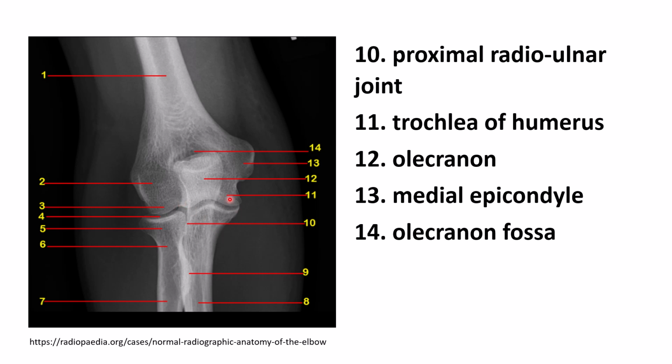Number 11 is the trochlea of the humerus. And number 12 is the olecranon. This is the olecranon. Number 13 is the medial epicondyle. And finally, number 14, this depression here is the olecranon fossa.